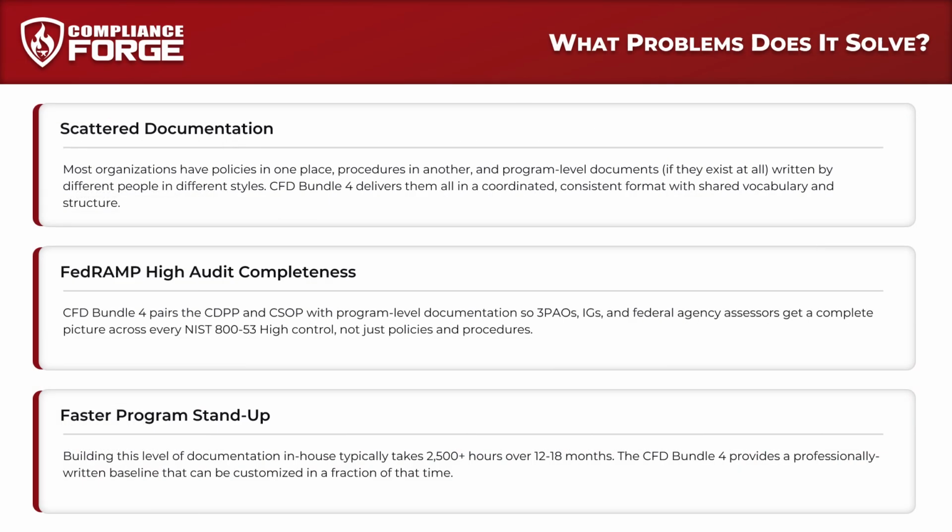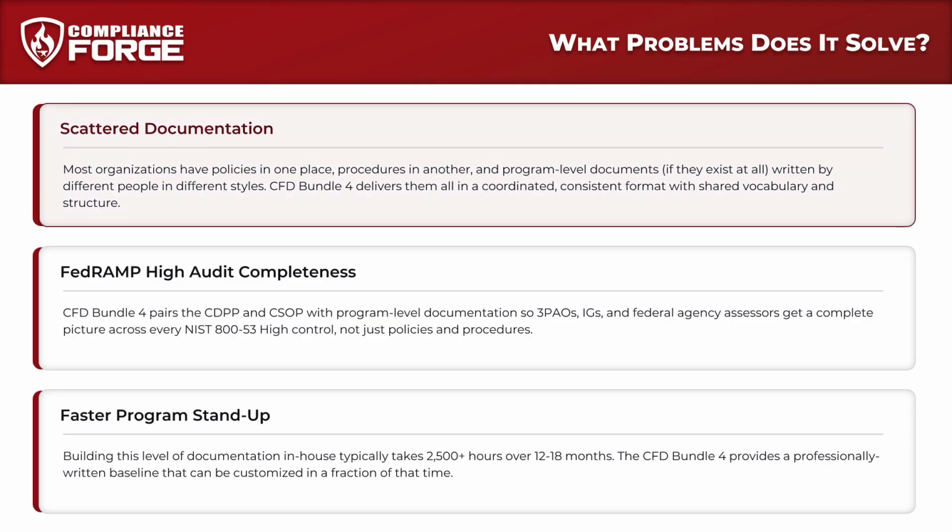Organizations aligning with the NIST 853 high baseline quickly run into a problem. Policies and procedures alone are not enough. Third-party assessment organizations, inspectors general, and federal agency assessors ask about risk management, incident response, vulnerability management, business continuity, and supply chain. And the bar is highest at the high impact level.